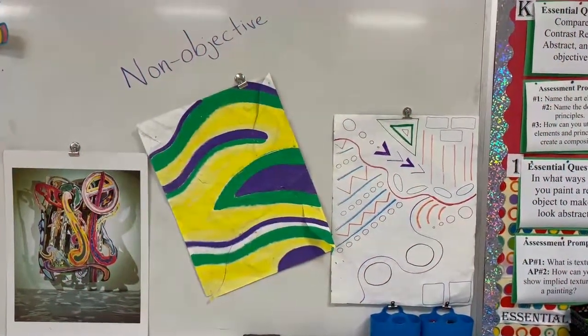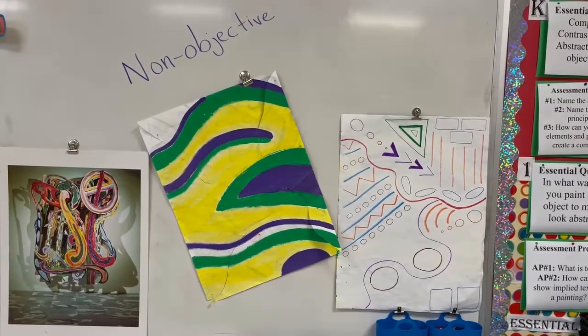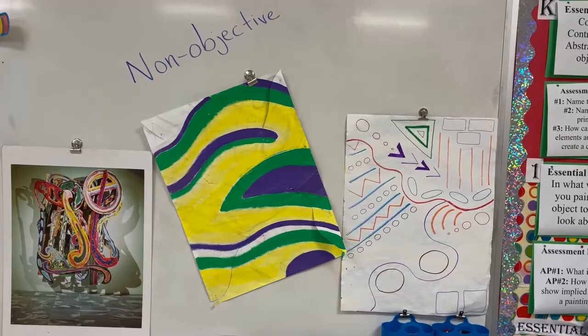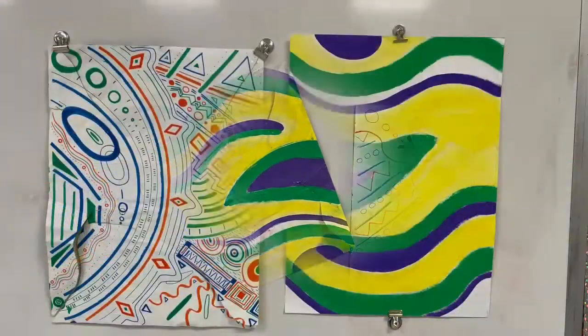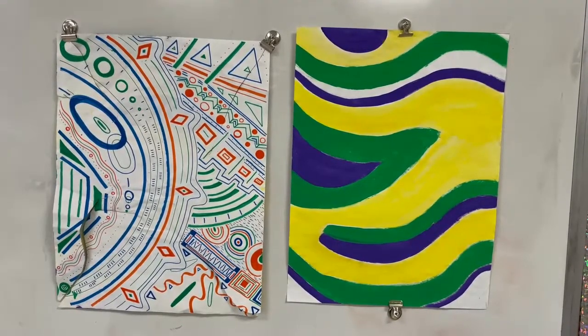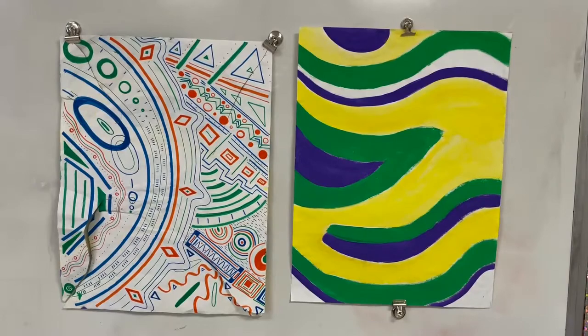Usually they start with a large white piece of paper, 18 inches by 24 inches, although the size could be altered and even the color of the paper. Usually students create non-objective art with marker on one side of the paper and with paint on the other side of the paper.